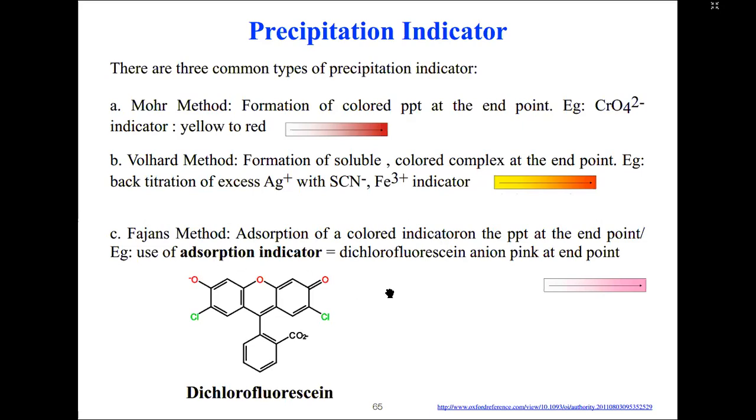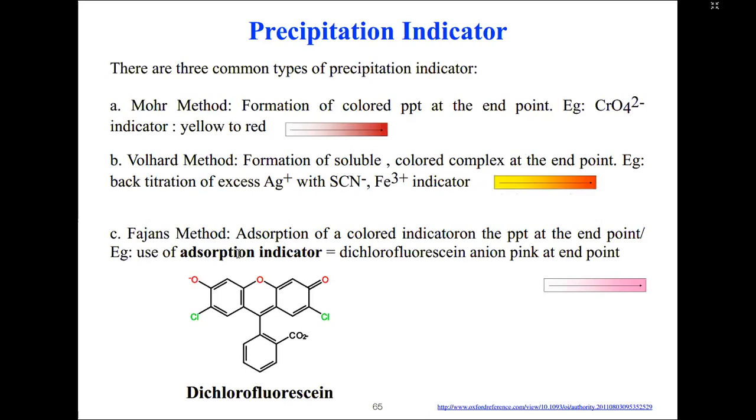So here is an example, dichlorofluorescein. Okay, this dichlorofluorescein will attach to the surface of the PPT, and once it is attached, the color changes. Okay, so what is the difference? The first one is you form the colored compound, colored PPT. The second one is you form the colored complex, which is also soluble. The solution is colored. In the first one, the whole PPT is colored. In the second one, the solution is colored.